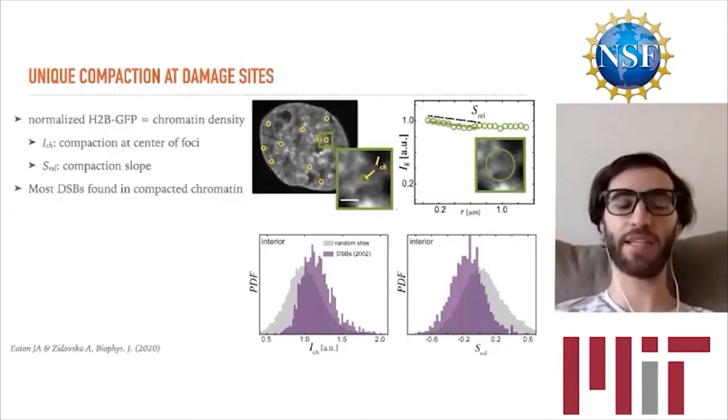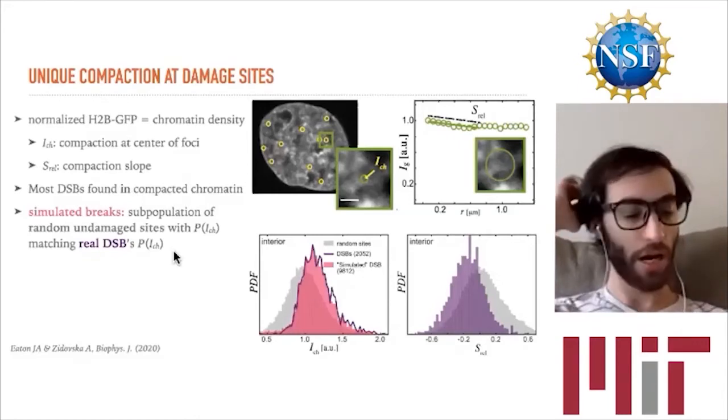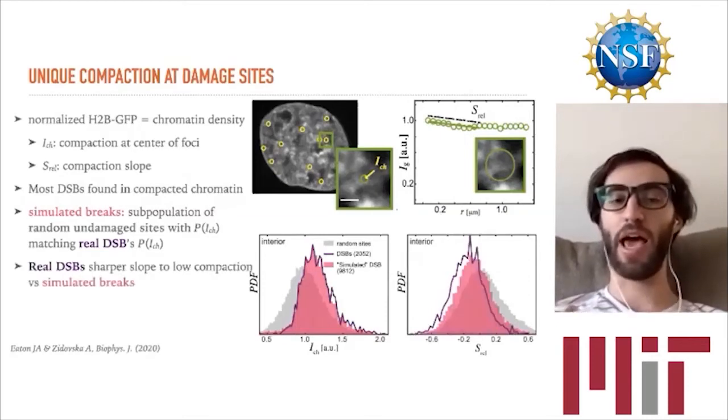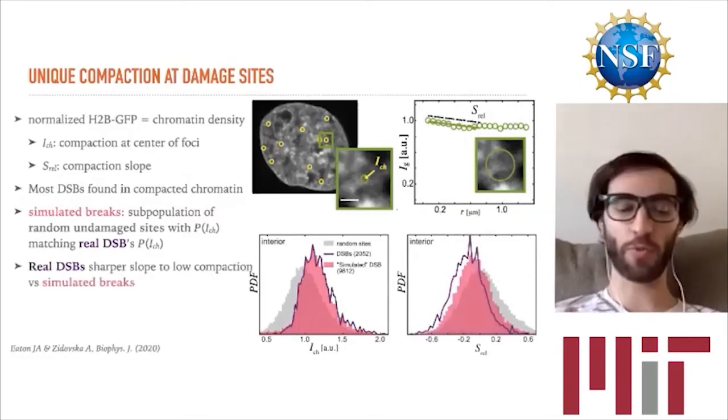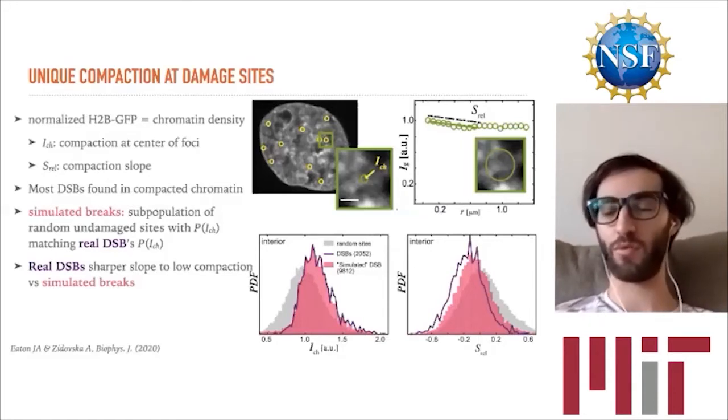To test this, we select a subpopulation of the random points in our control cells, such that they have a similar distribution of ICH values as our real breaks. We call these simulated breaks and color them pink. And then what we do is we look at how peaked the chromatin network is at the site of those simulated breaks and compare that to our real breaks. And as we can see, the SREL values of real breaks, seen in this purple line right here, are clearly shifted to more negative values than one would expect if the DSBs were to simply occur in more dense chromatin, which is what would be the case for our simulated breaks.